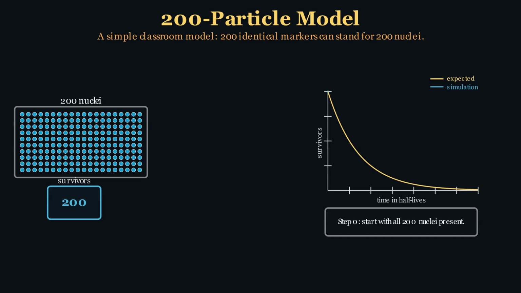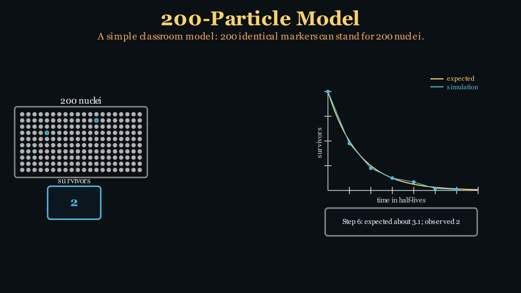A very simple way to visualize this is to represent many nuclei with identical objects, like coins, markers, or random binary outcomes. In the teaching model behind this part of the animation, 200 identical objects stand for 200 radioactive nuclei. At each round, some are removed, representing the nuclei that decayed. When we repeat the process, the number remaining falls in a way that closely follows the expected exponential trend. The exact count changes from run to run, but the overall pattern remains the same.